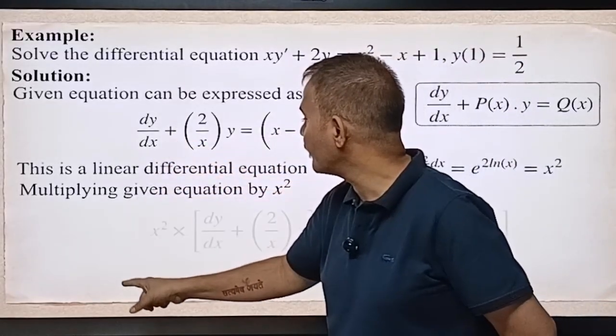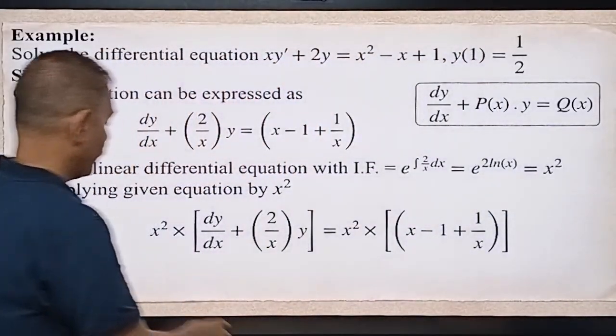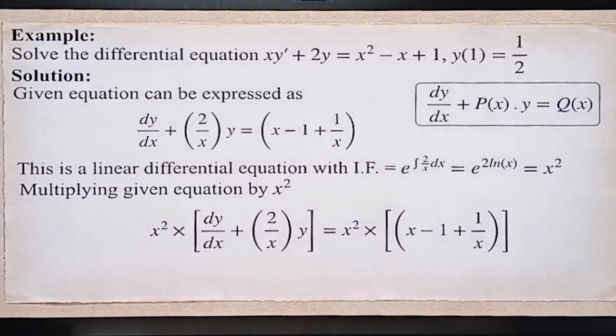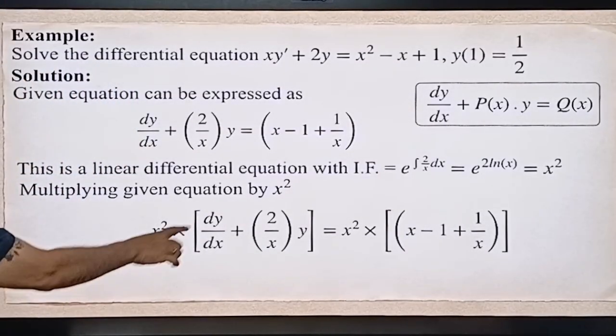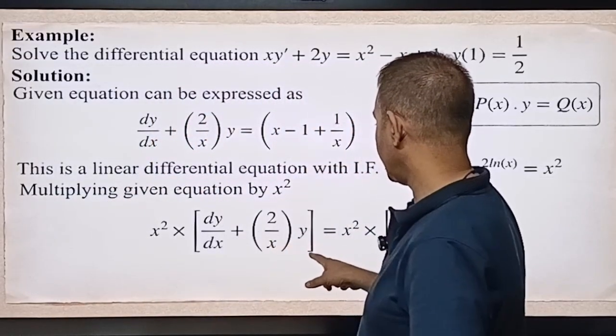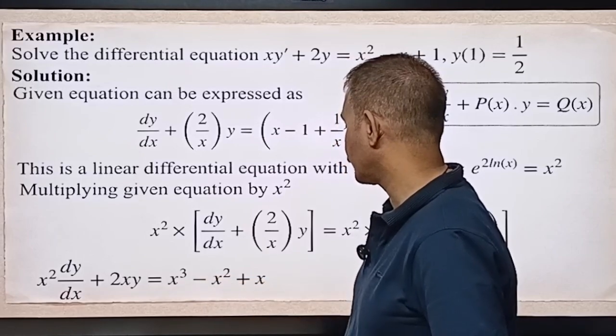x squared dy by dx. On both sides you will multiply. x squared times the left hand side is equal to x squared times the right hand side. When you simplify, it will give you x squared dy by dx plus 2x y is equal to, when the right hand side is multiplied, x cubed minus x squared plus x.